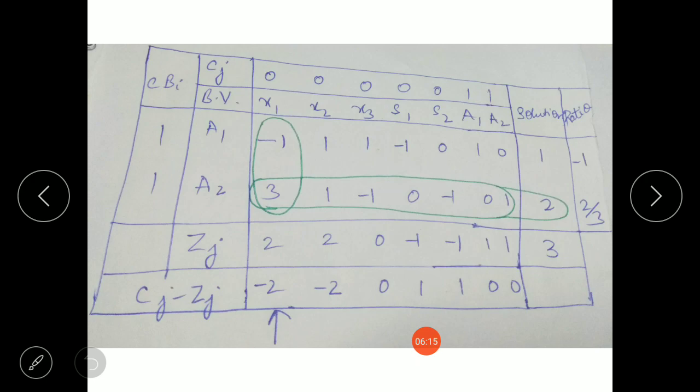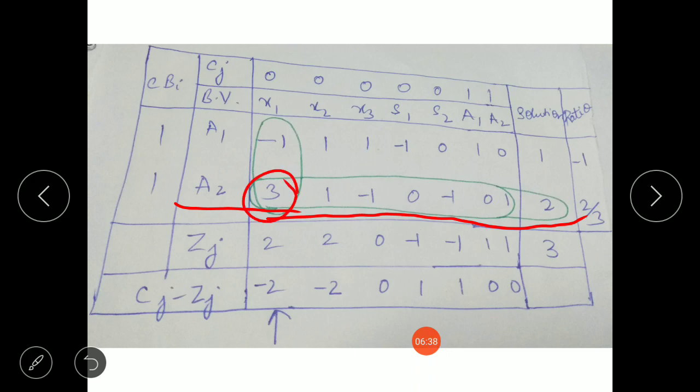So what are the old values? Old values are the values corresponding to the leaving variable. So in place of a2 we have written x1. So for x1 the old values are the values corresponding to a2 in the initial simplex table, and what we will do, we will divide these elements by the key element, that is 3.